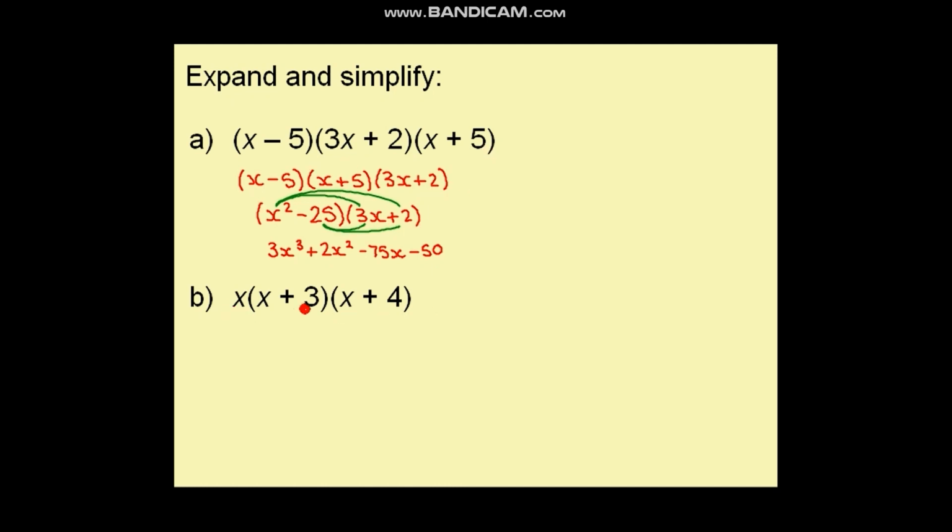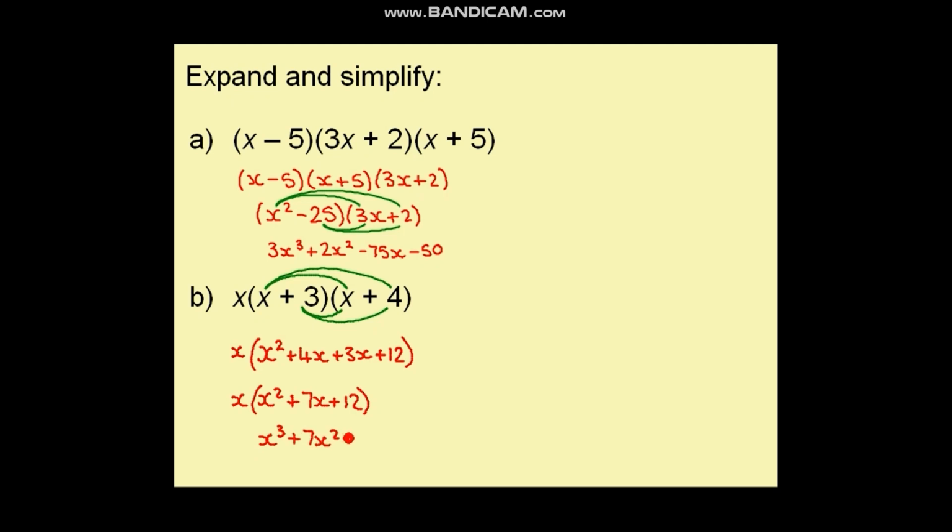Looking at this question here, I know that I can multiply these 2 brackets together in the normal way. To get this, which now needs to be multiplied by x. Before I do this, I'm going to simplify this part in the brackets. So I've got x squared plus 7x plus 12, and this needs to be multiplied by x. Now this gives me x cubed plus 7x squared plus 12x. And this is the answer for this one.